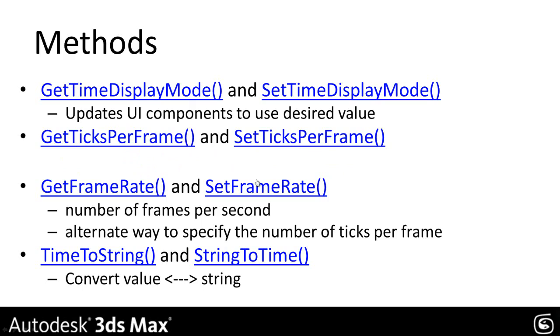The get frame rate and set frame rate deal with the number of frames per second. So it's an alternate way to specify the number of ticks per frame. Okay, so this is going to affect this. And then finally, time to string and string to time. These are convenience functions that will allow you to work with strings in a very convenient way and get it back and forth into this time value.